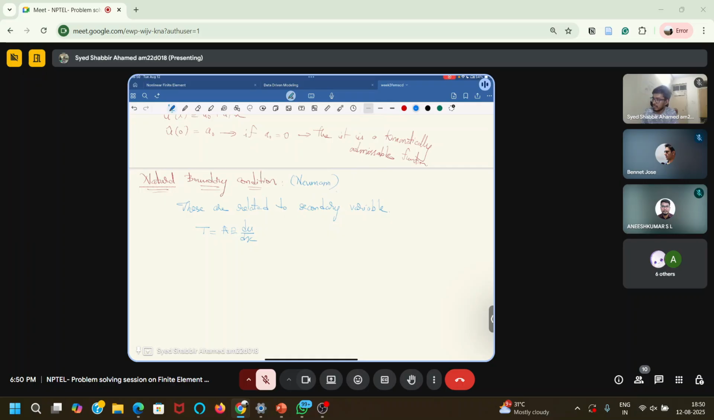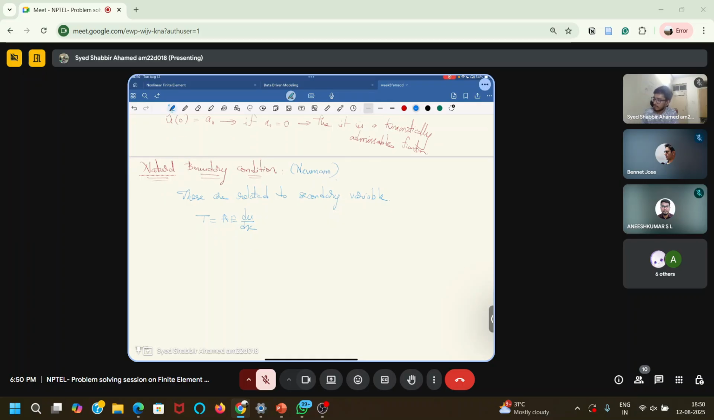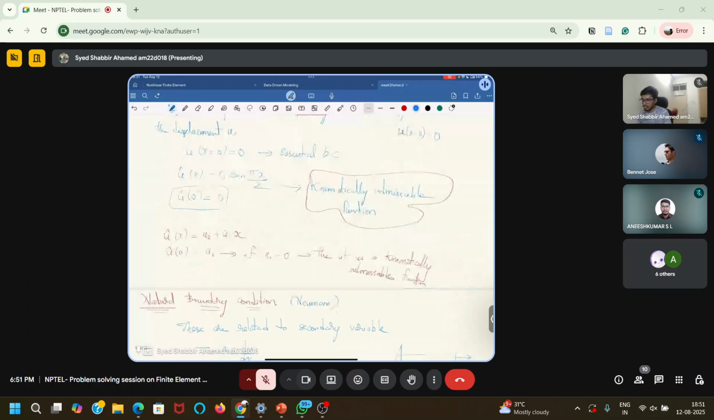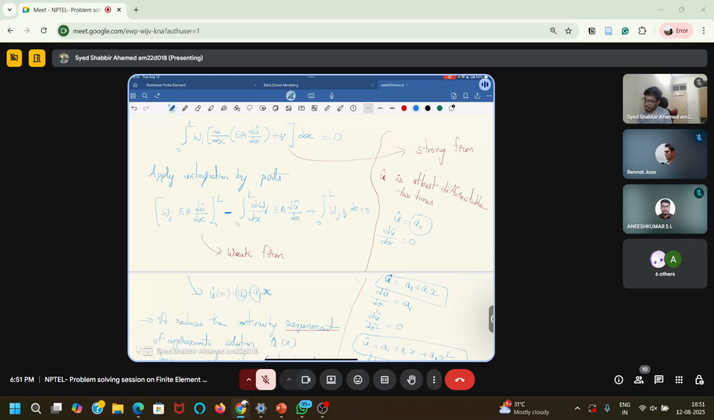Related to this, if there are boundary conditions, like let's say there is a force acting on one end of the bar, then this is nothing but EA times du by dx at x equals L is equal to Q. So this is a traction boundary condition, also called a natural boundary condition, or the Neumann boundary condition.